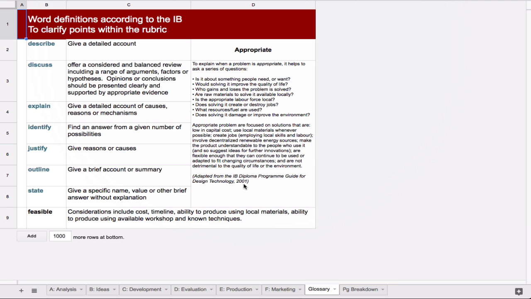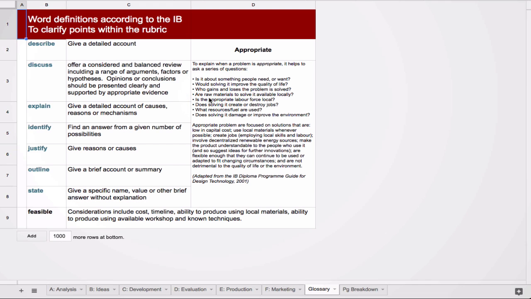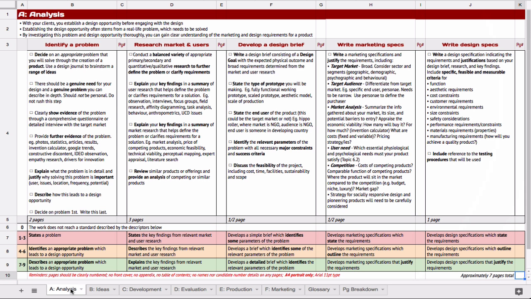This is adapted from the older program for design technology, but it is still highly useful, especially these questions. As you think about the problem that you're trying to solve, if you can answer reasonably to several of these questions, you know you have found an appropriate problem, and that will be one that will make a good IA project, or potentially a good IA project anyway.